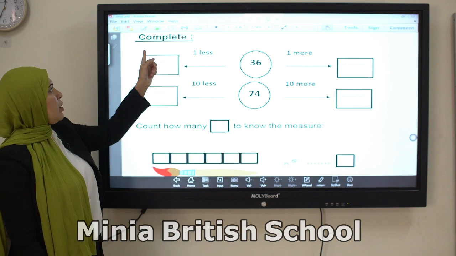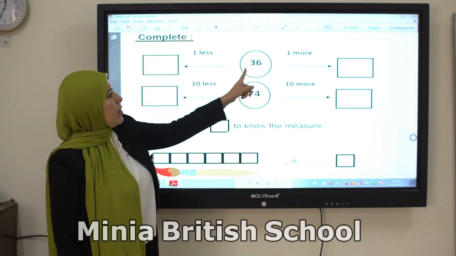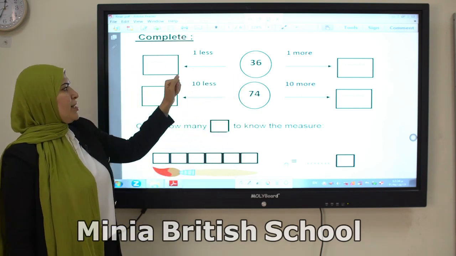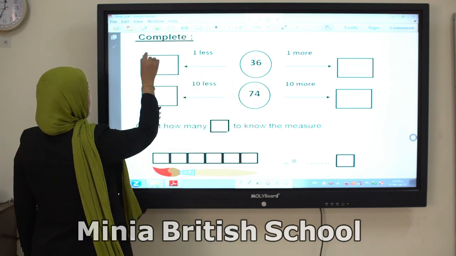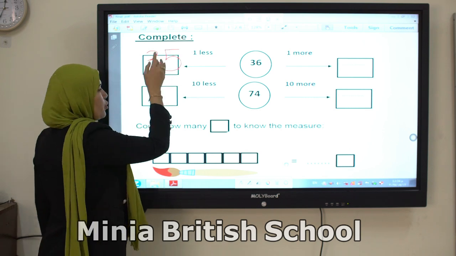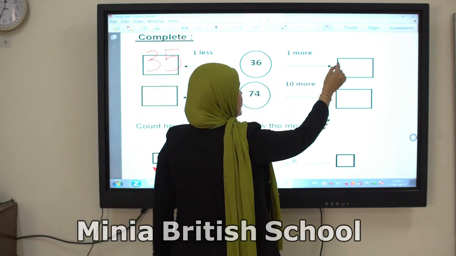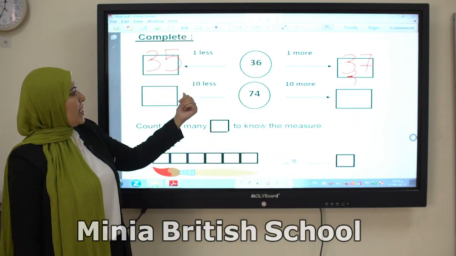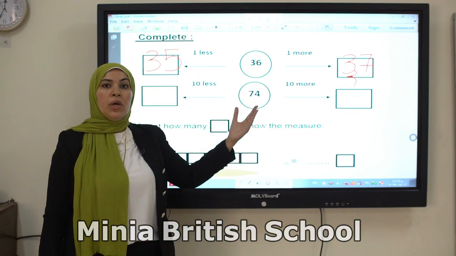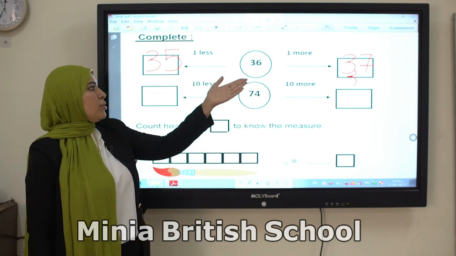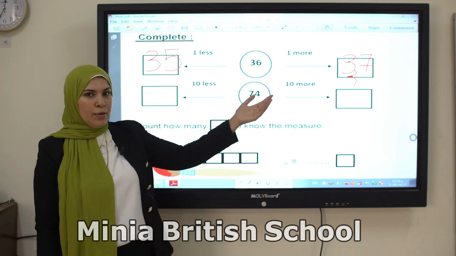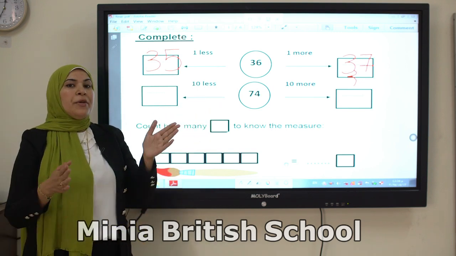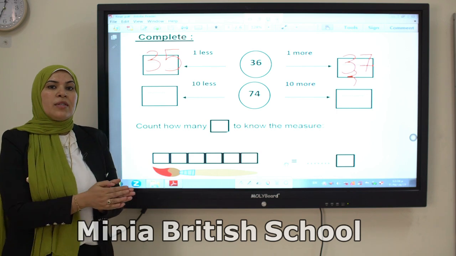Read the title. Complete. Here 36 and I want 1 less and 1 more. What is the number 1 less than 36? 35. And 1 more than 36? 37. Okay, here 10 less and 10 more. So look carefully. I want 1 less and 1 more, or 10 less and 10 more. If you see 10 less and 10 more, remember the same steps like you count by tens.